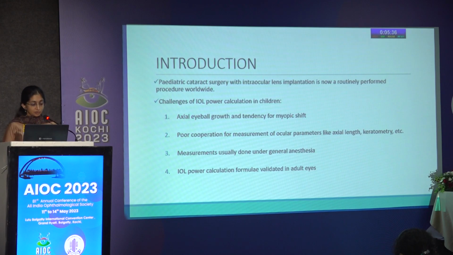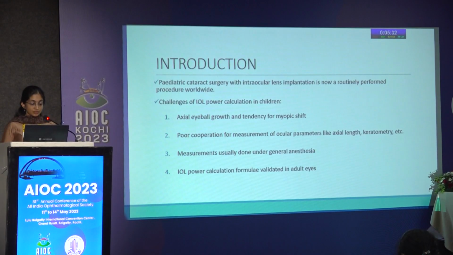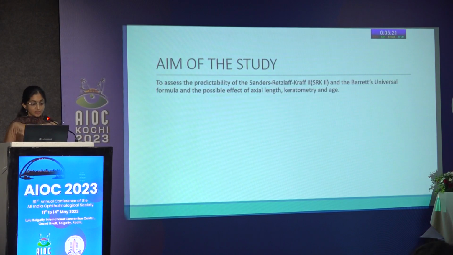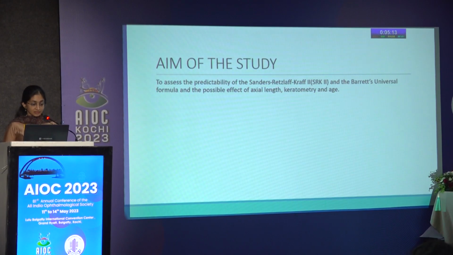do a targeted hyperopic undercorrection, poor cooperation for measurement in children, and so the measurements are usually done under general anesthesia, where fixation and centration is usually a problem. And also, the commonly used IOL power calculation formulae are validated only in adult eyes. So the aim of our study was to assess the predictability of SRK2 and Barrett's Universal 2 formula and the possible effect of axial length, keratometry, and age.